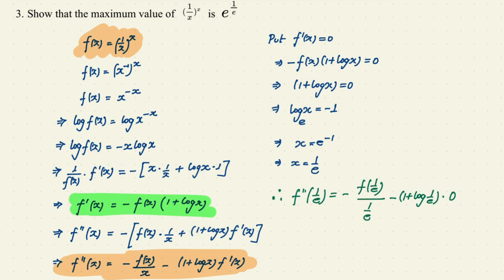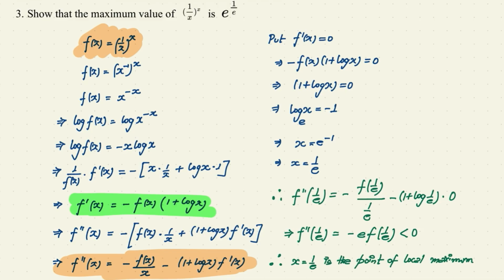Okay, so this implies f double dash of 1 by e equals minus e into f of 1 by e, and this is less than 0, because as you see, this e is an exponential function and f of 1 by e is also an exponential function, because f of x is an exponential function. So that means these two are both positive, and since there is a minus sign, this will be negative. That means x equals 1 by e is my point of local maximum. Therefore, x equals 1 by e is the point of local maximum.